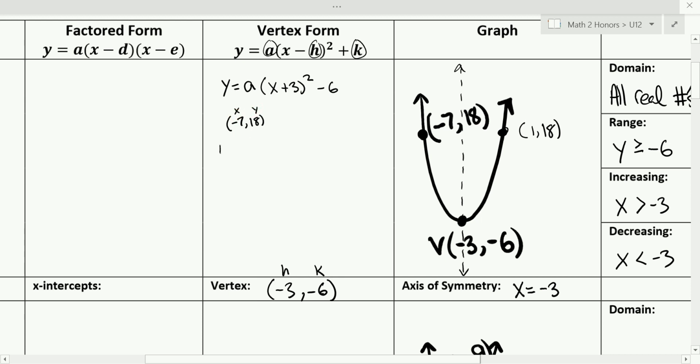So I get 18 is equal to A times negative 7 plus 3 squared minus 6. And then solve for A. I'm going to pause here, give you a moment, see if you can solve for A.